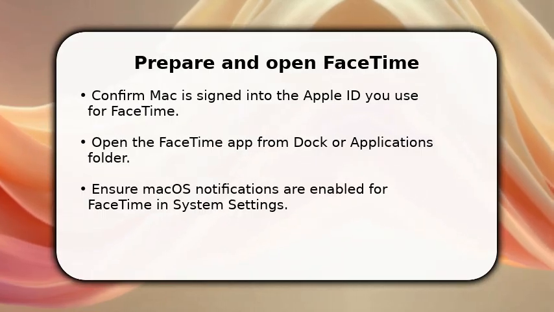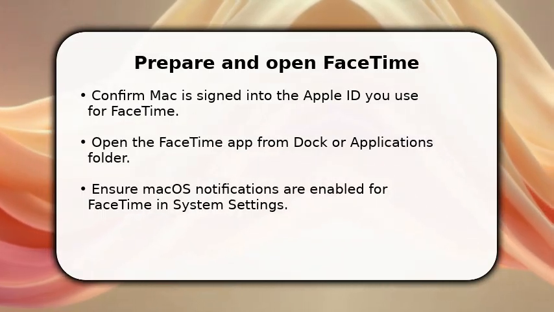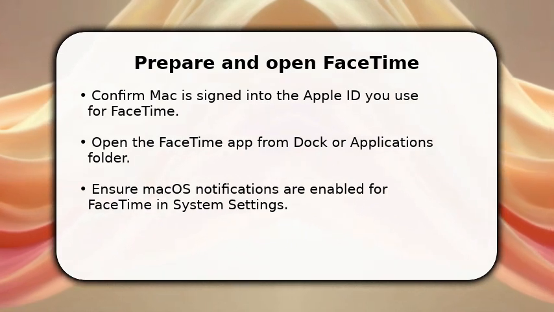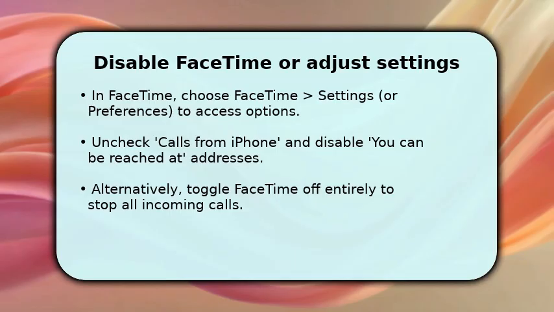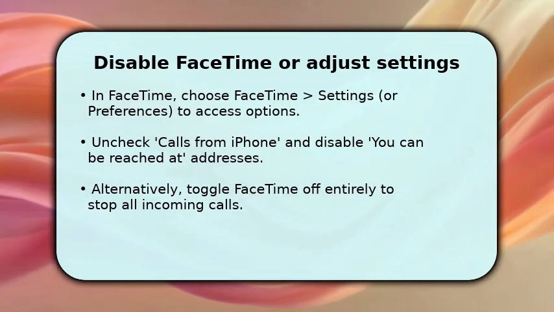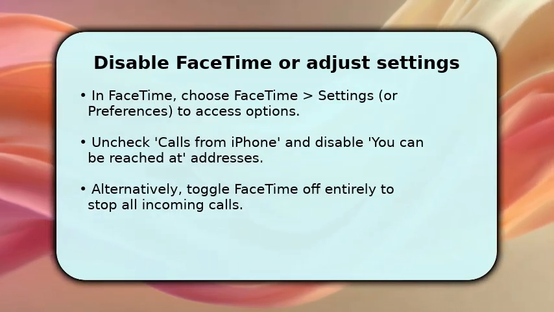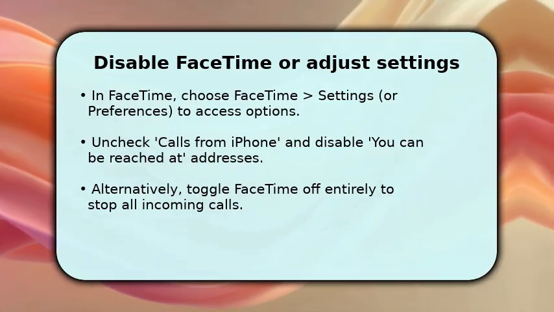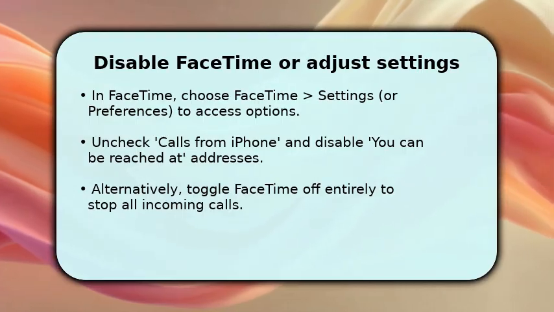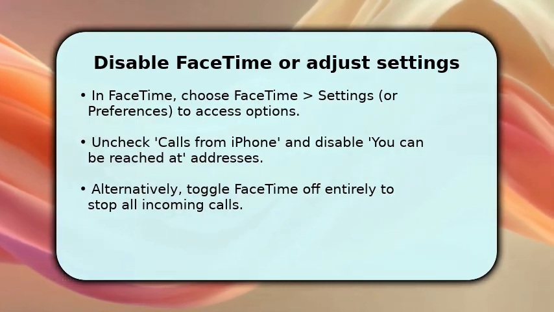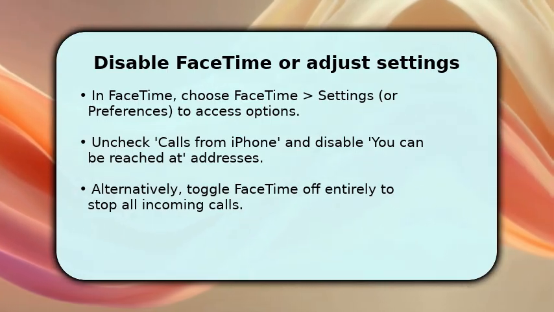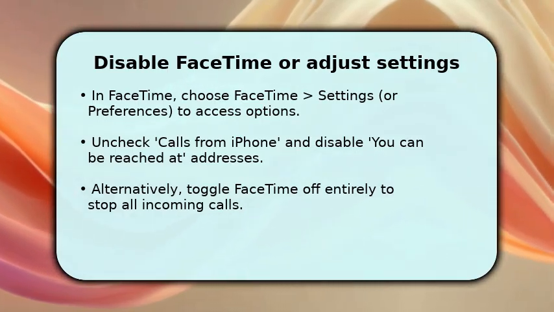These steps prepare the interface you'll use to stop incoming calls and keep you from missing anything vital while you change settings. Once inside FaceTime settings, focus on the controls that route calls. If you want to stop only cross-device calls, uncheck Calls from iPhone. This prevents your Mac ringing when your iPhone rings. To stop people calling your Apple ID, remove or untick any reachable addresses under You can be reached at.